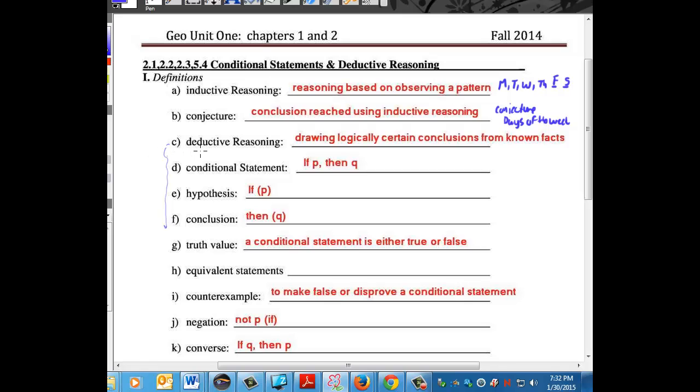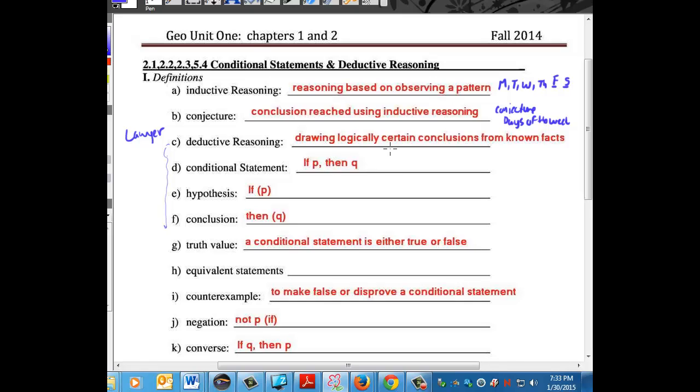Now, before we get started, if you were a lawyer, you would use deductive reasoning all the time. You might have a client and you're trying to find a case where someone received a 5-year sentence in prison, and you're trying to see how many years your client might receive in prison. So you're trying to draw logically certain conclusions from known facts. But in a geometry sense, it really starts with our conditional statement. And we have if P, then Q.